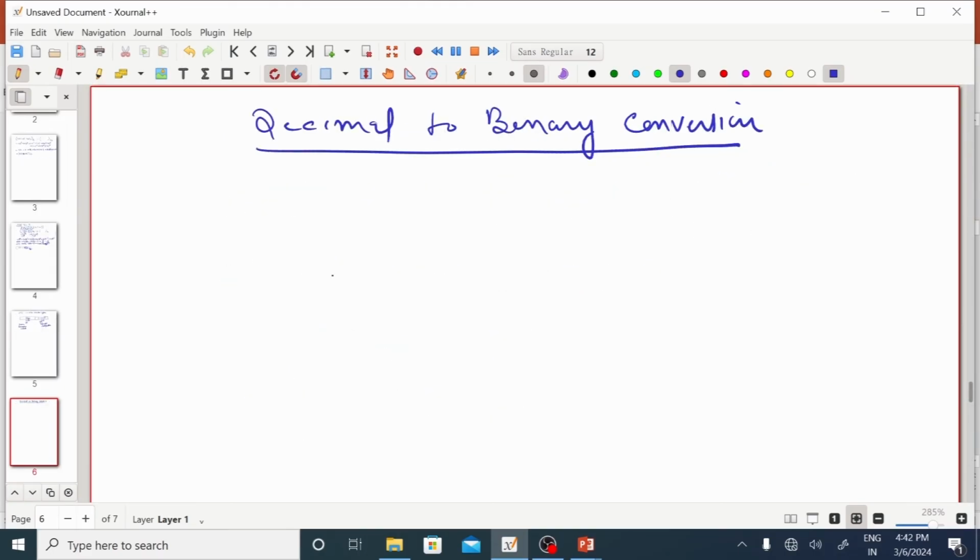Decimal to binary conversion: the number is given in decimal, for example, the number is 525.125.